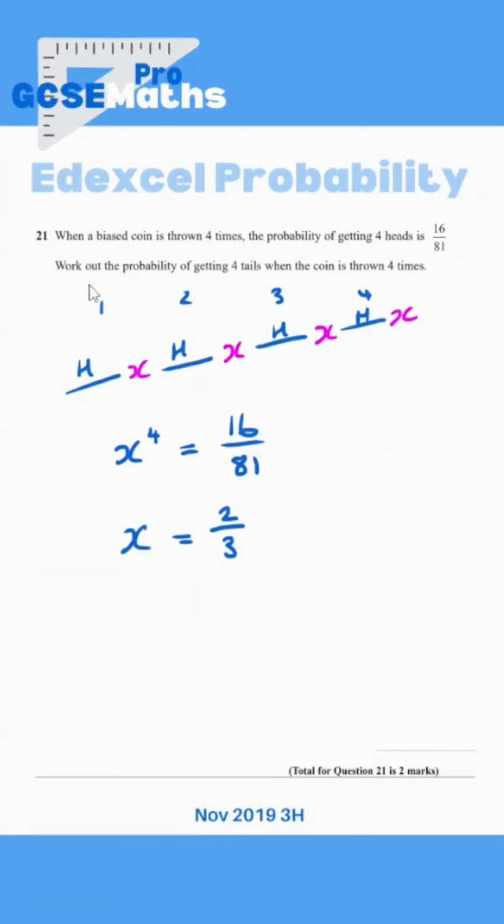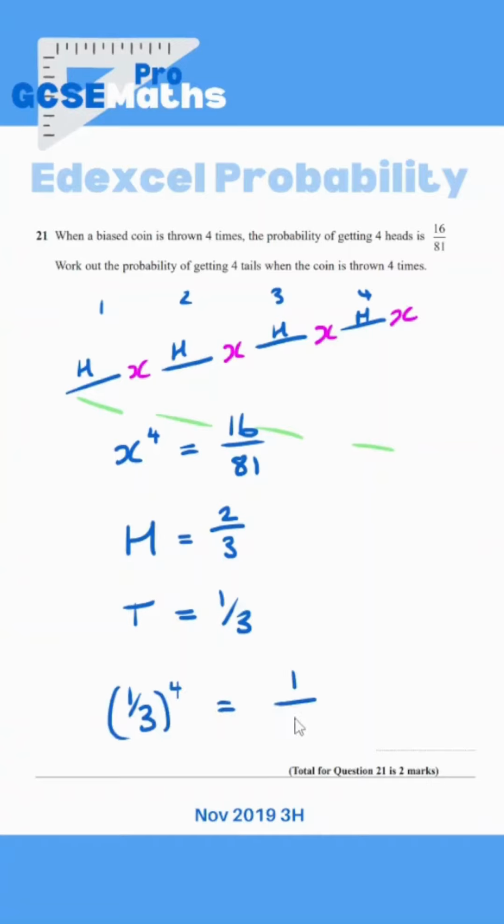Now we're looking at the second part. Work out the probability of getting 4 tails. So that's kind of like the other part of this tree, isn't it? Tail, tail, tail, tail, as you can only get heads or tails on a coin. So the probability of getting heads is 2/3. Therefore, the probability of getting tails, because probabilities must always add up to 1, is obviously the other 1/3, which is then multiplied by itself 4 times. So 1/3 to the power of 4, which if you want to leave it as a fraction is 1/81.